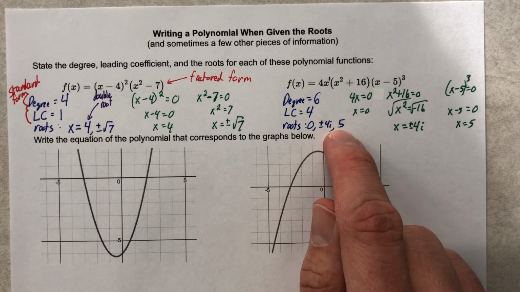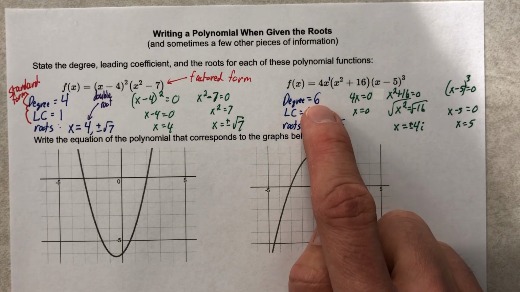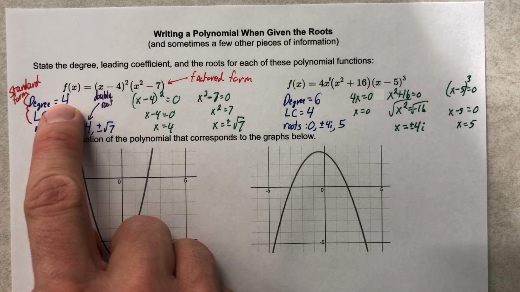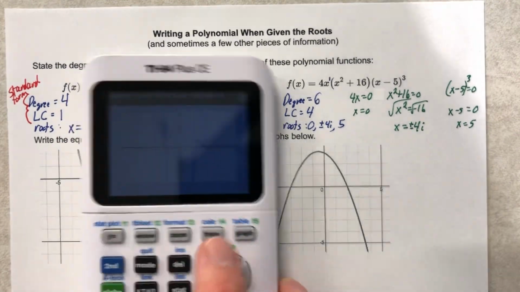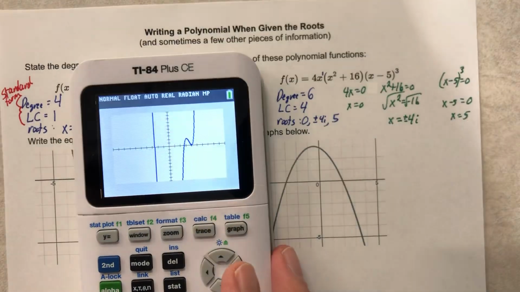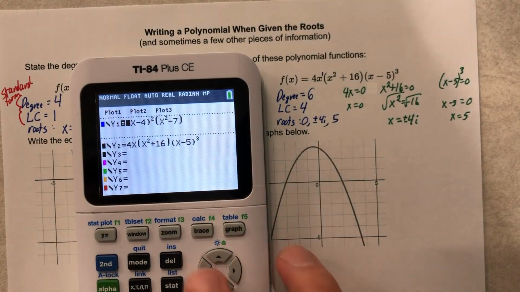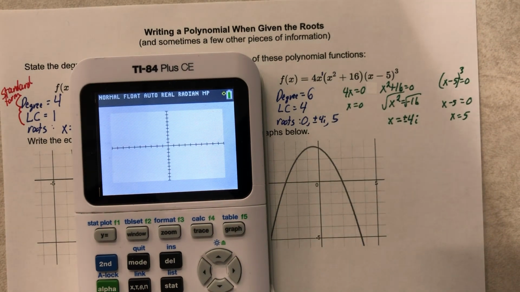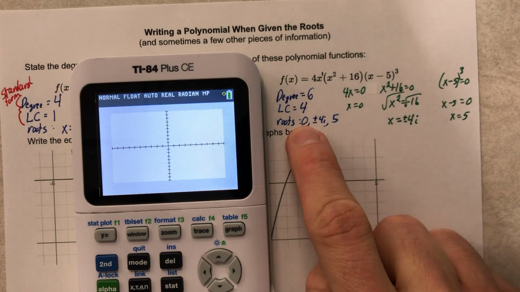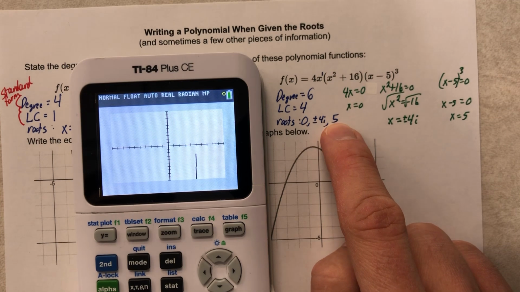I have 4 roots, but I'm supposed to have 6. Just like I had 4 roots, but I really had 3 here. It's that kind of thing. So we're going to graph this one and see what happens. That was the very first problem. I have typed it in. It's ready to go. Let's press graph. And we should cross the x-axis at 0 and at 5.